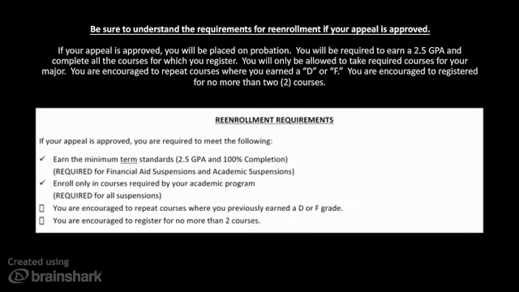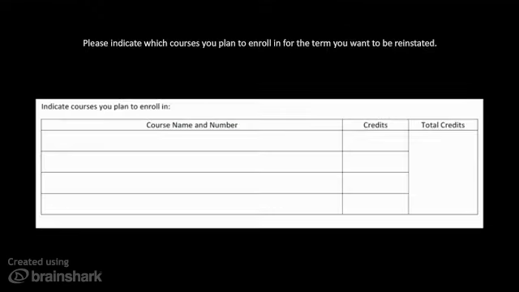Be sure to understand the requirements for re-enrollment if your appeal is approved. If your appeal is approved, you will be placed on academic probation. You will be required to earn a 2.5 GPA and complete all courses for which you register. You will only be allowed to take required courses for your major. You will be encouraged to repeat courses where you earned a D or an F grade. You are encouraged to register for no more than 2 courses.